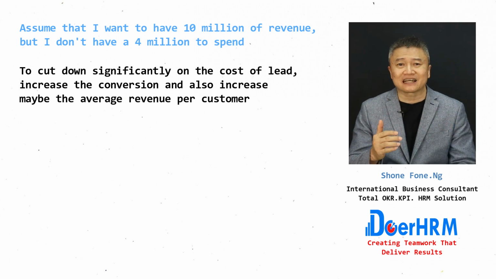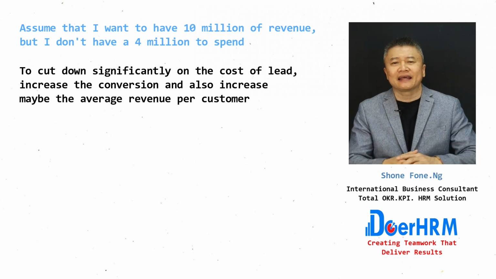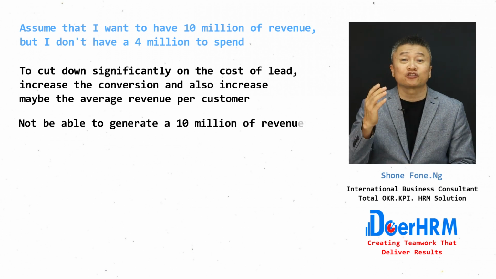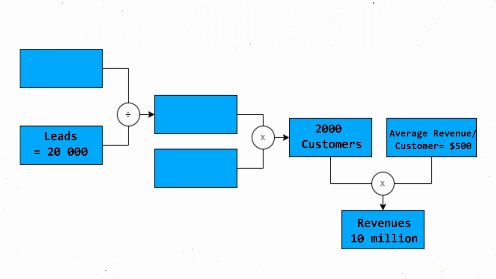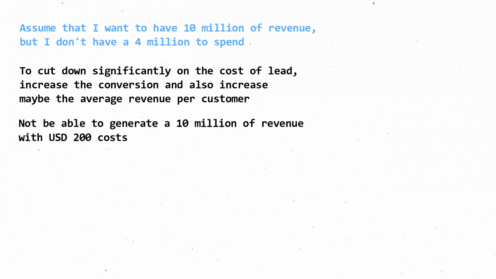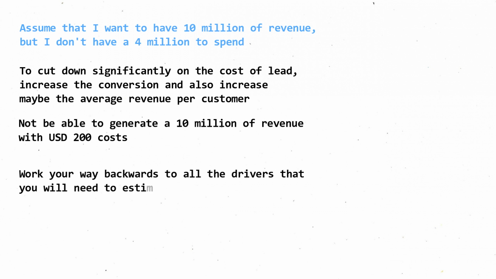So, if I'm not able, for example, to lower the cost five times, then this will not happen. I will not be able to generate 10 million of revenue with a $200 cost. I could also try to cut down this acquisition cost in half and increase conversion to 20% to reach the goal. So play with it and always use it whenever you are talking about a new venture or startup, and also things where you don't have much data but you would like to see the logic. You start from the end, the goal, and then work your way backward to all the drivers that you will need to estimate further.